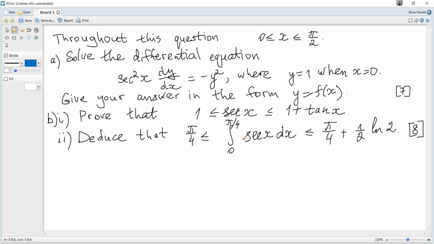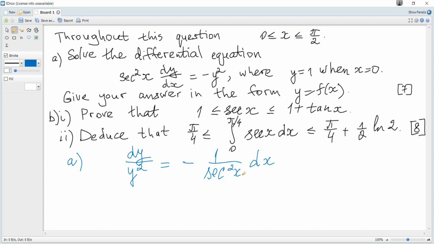Solve the next differential equation. Secant squared of x dy over dx is negative y squared. So we can see that we can separate variables here, and we can rewrite it as dy over y squared is equal to what? Negative 1 over secant squared x dx. Minus may be on the left hand side, it doesn't matter.